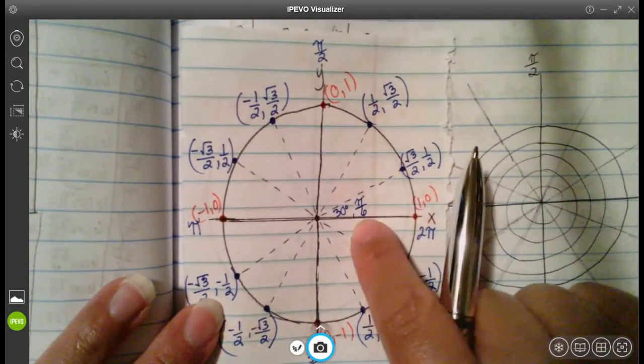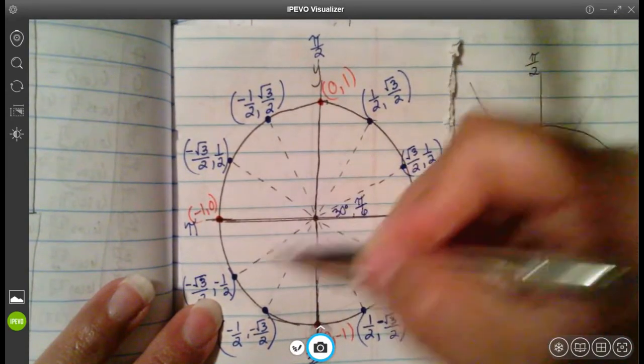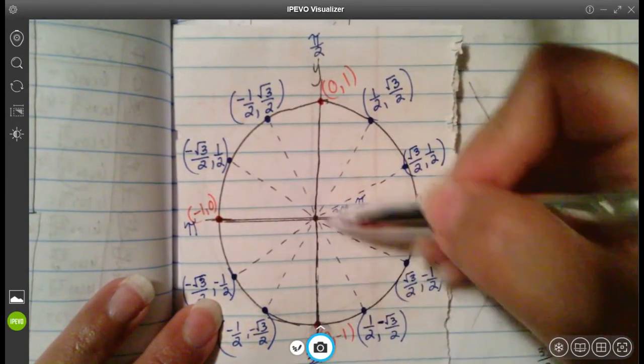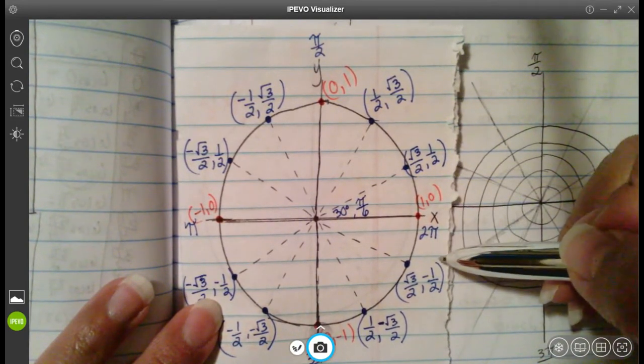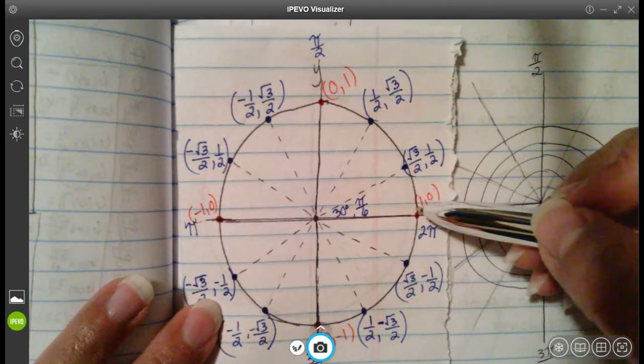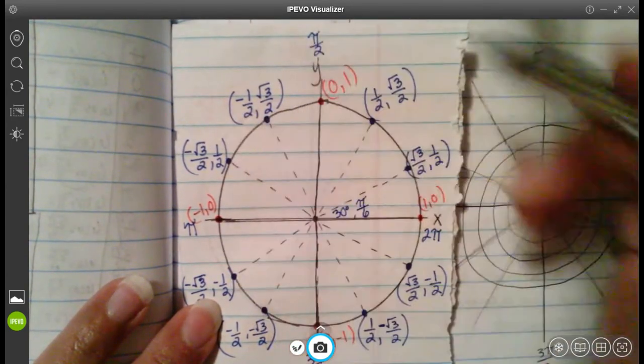And if you're just thinking in terms of pi over 6, it's 1, 2, 3, 4, 5, 6, 7, 8, 9, 10, 11, 12, which is the same as 2 pi. I'm sorry, 12 pi over 6 is the same as 2 pi. So we can use this, and I went ahead and did that for these values.